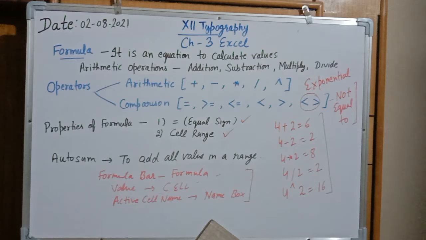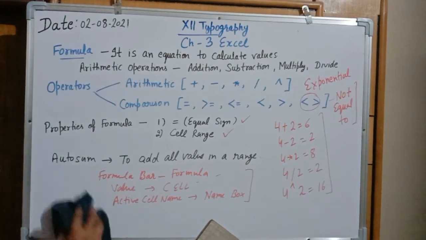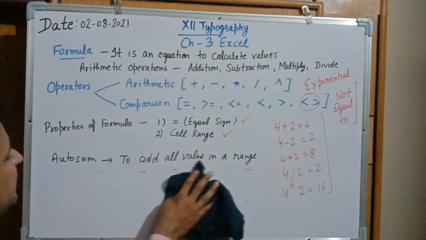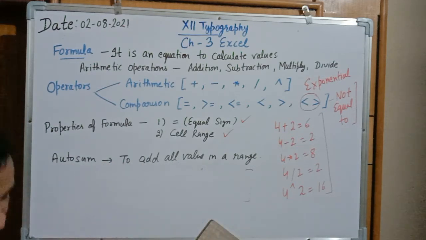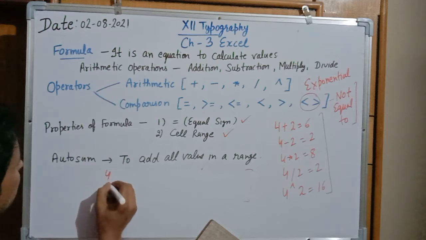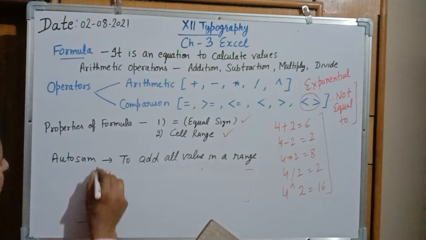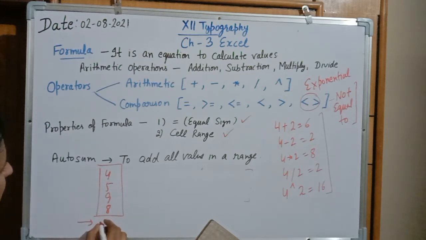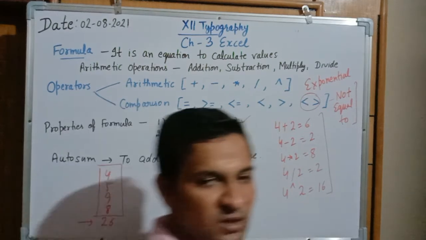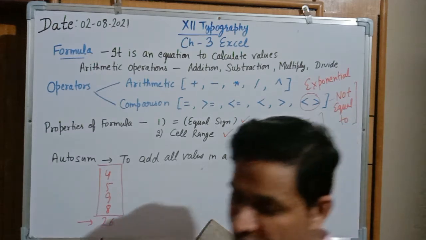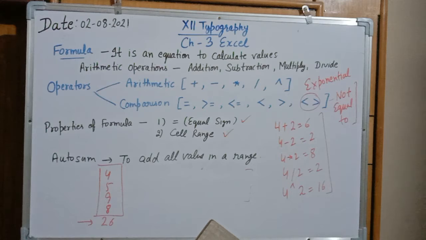Now the next topic, that is what is AutoSum. AutoSum is a tool that will help to calculate the addition of multiple values. More than one value you can add very easily. Like we have a list 4, 5, 9, 8. And I am applying the AutoSum operation by selecting all these 4 values. So it will automatically give the result 26. It will automatically pick all the values, do an addition and give the result 26. This is the concept of the AutoSum function that is already present in your Excel sheet.